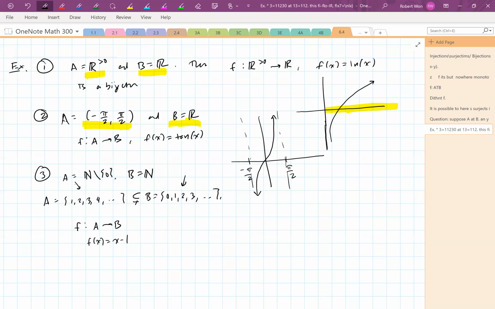But this is not the only answer. I could take, for example, f of 1 equals 1, f of 2 equals 0, and then I could take f of x equals x minus 1 for all x greater than or equal to 3, say. Right, so I could just mess up some stuff at the beginning, and then I could just take x minus 1 all the rest of the way. Or I could do all kinds of crazy stuff, right? So there's many possible bijections here.